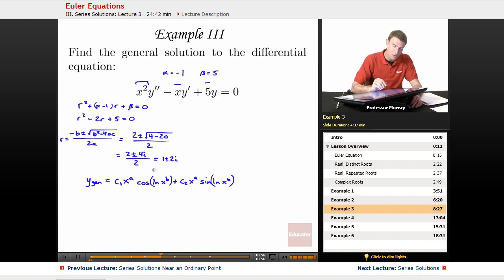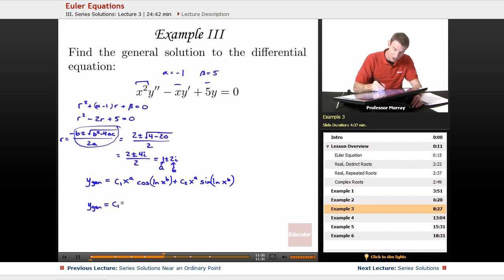And the a and b here are not the a and b from the original equation, so be quite careful about that. The a and b come from the a plus or minus bi here. So it's not the same as the a's and b's that we used in the quadratic formula. Be very careful about that. So what we have here is our general solution.